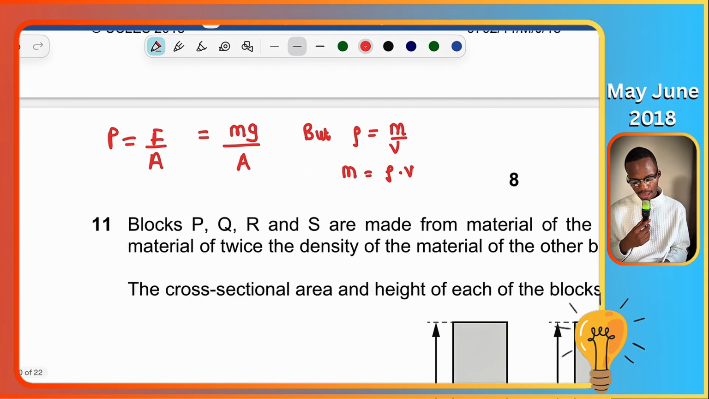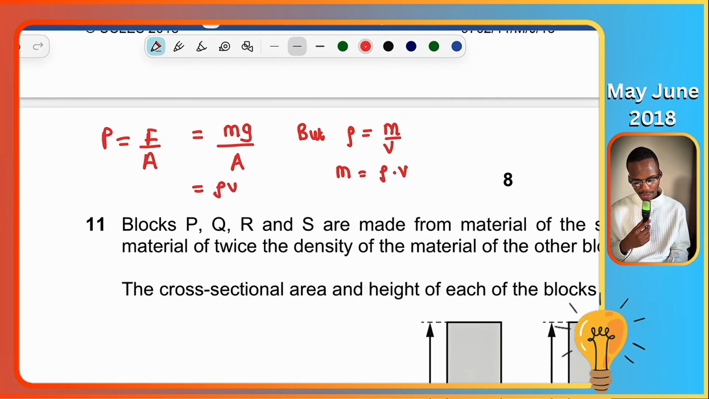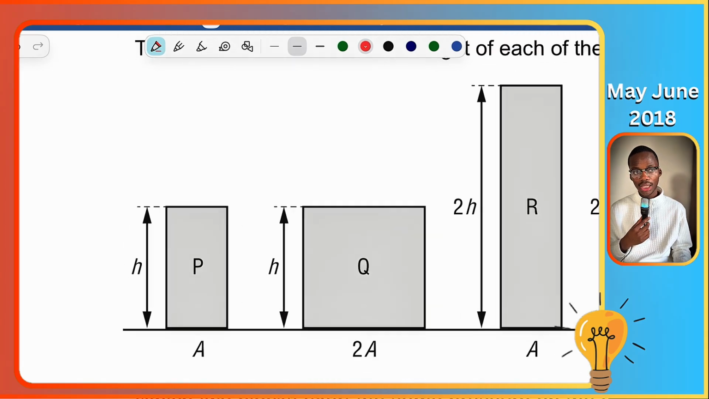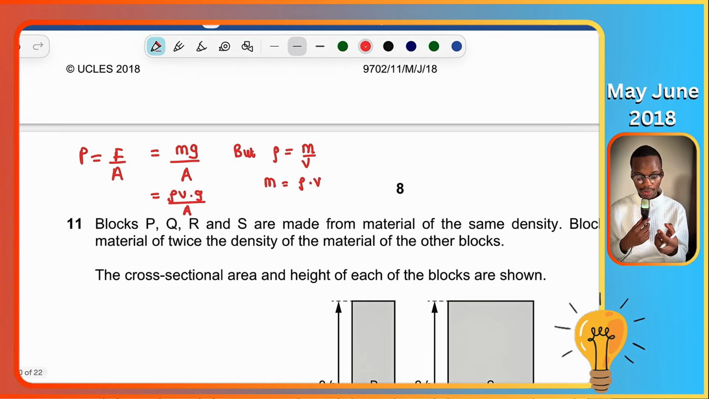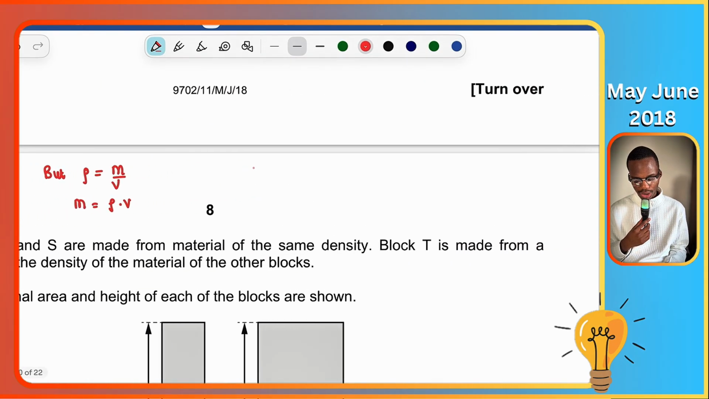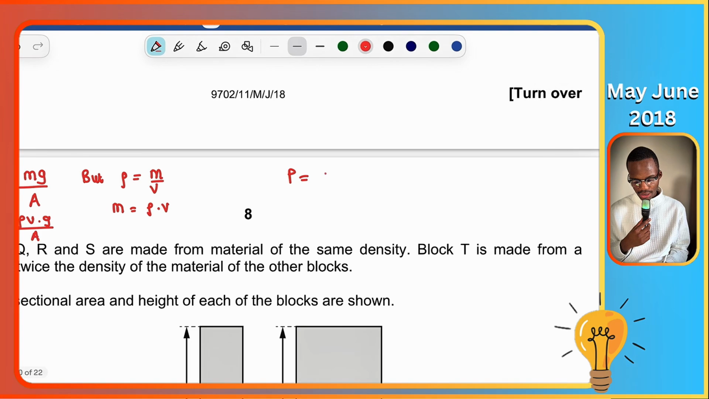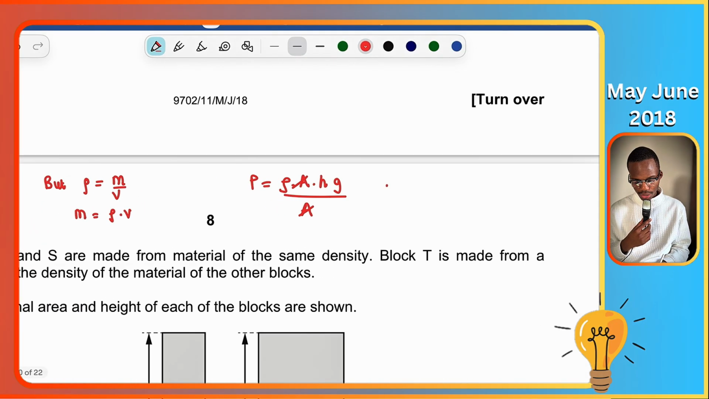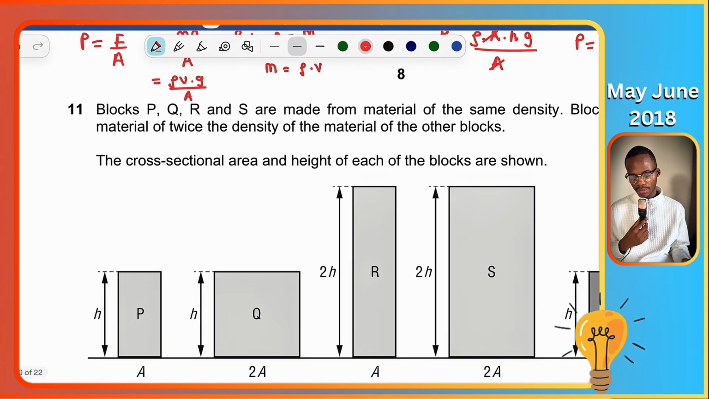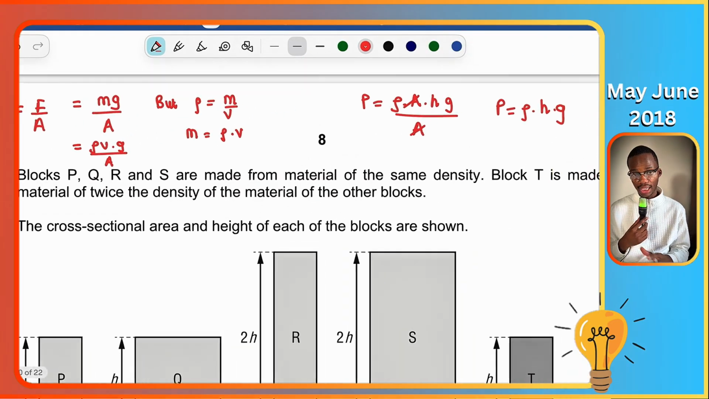So we can substitute that and we end up having pressure being equal to the density times volume, g, divided by A. But for a particular substance, the volume is actually the area times h. So effectively, you're going to end up with pressure being equal to the density times the area times h times g divided by A. That cancels out. So you're going to have the pressure being equal to the density times h times g. Okay, so that's the simplified version for calculating pressure.